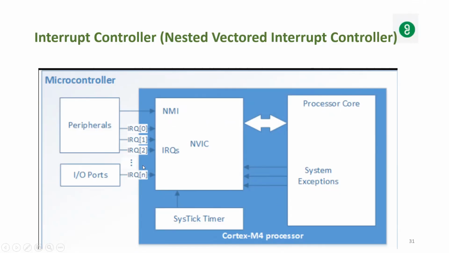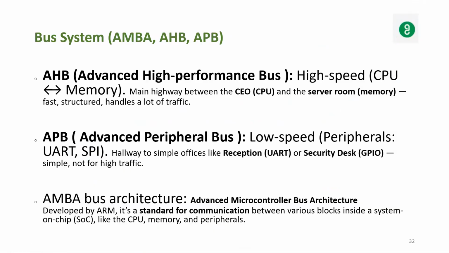The architecture used here is the Cortex-M4 processor. Bus system: AMBA, AHB, or APB. These are the normal bus systems that will be used. Advanced High-performance Bus, Advanced Peripheral Bus, Advanced Microcontroller Bus Architecture. It will be one of the bus systems.